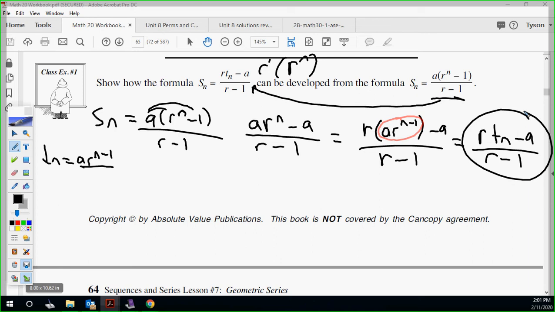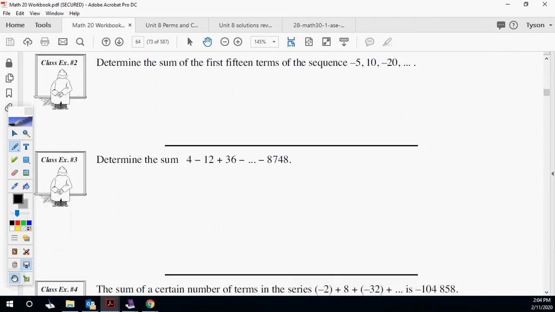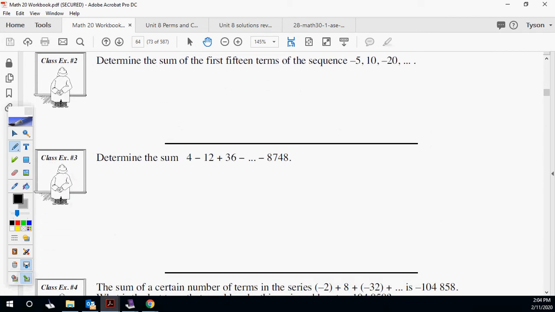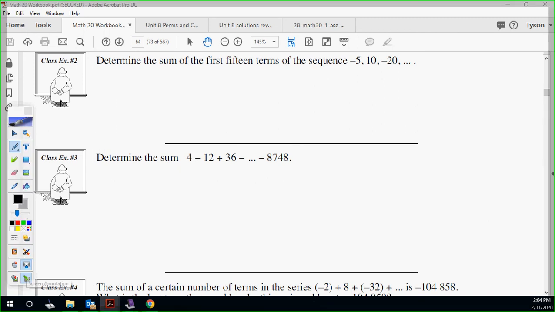All right, so let's use some examples here. Pretty much just using the formula now. Determine the sum of the first 15 terms of the sequence -5, 10, -20. So what is A? It's -5. What is R? Looks like it's -2. And what is N? They want 15. So we have A, R, and N, so we can use the first formula. I'll write the formula one more time here.